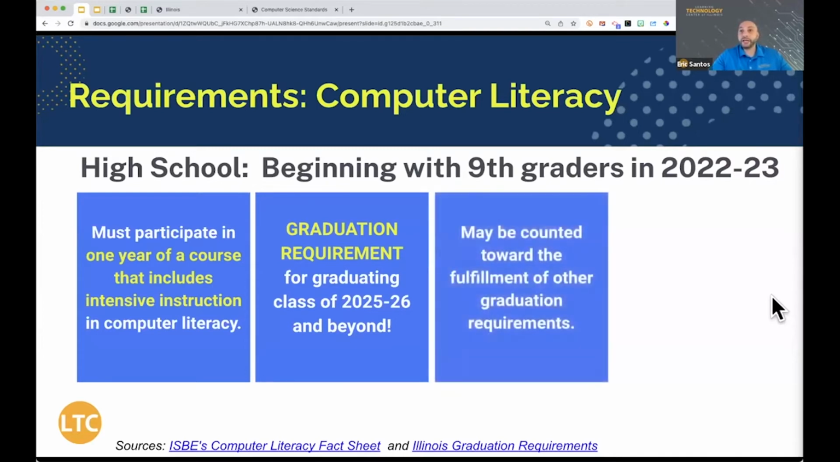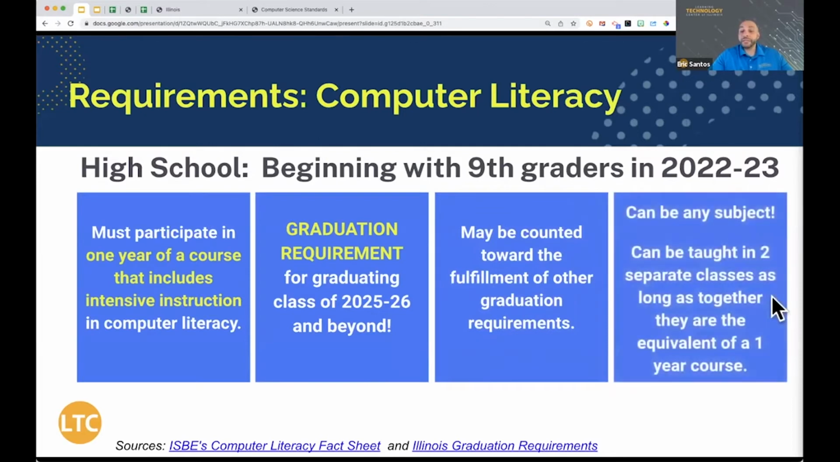A couple of caveats: it can be a course that's counted towards other graduation requirements. So a class can double dip. It can fill the computer literacy requirement as well as other requirements. And it can be any subject. It does not have to be a tech course. It doesn't have to be called computer literacy. And it can even be two separate semester courses, as long as they're equivalent to a full year course, that would qualify.